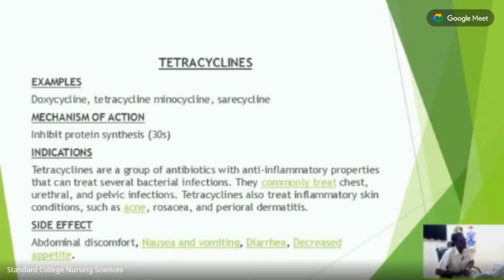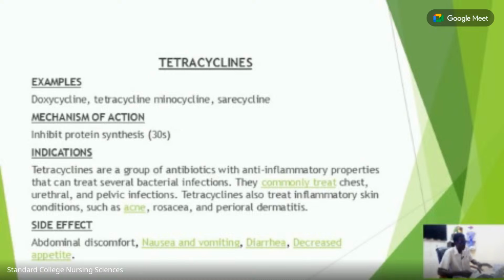Decreased appetite, not loss of appetite. There's a difference between loss of appetite and decreased appetite. One can lose appetite and wouldn't have preference for any food. But whenever you're having decreased appetite, it's not that you cannot eat food. You'll be eating food, but the amount you are going to take will be so limited. And that is what decreased appetite refers to. So these are some of the general side effects of tetracyclines.